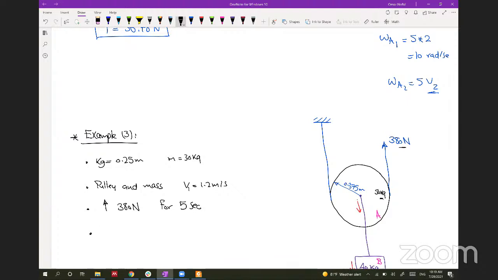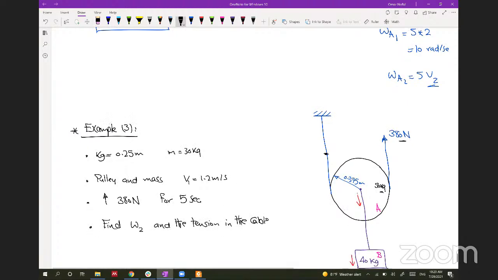And what's required in this problem is to find the angular velocity and the tension in the cable. Find omega after 5 seconds and tension in the cable. This one, the tension here.